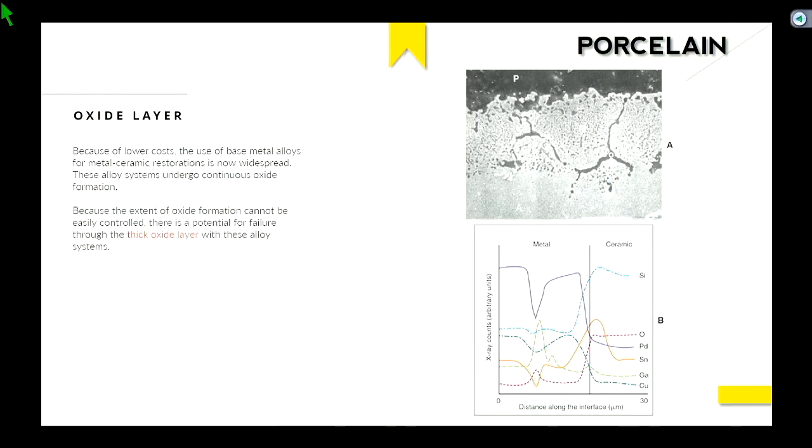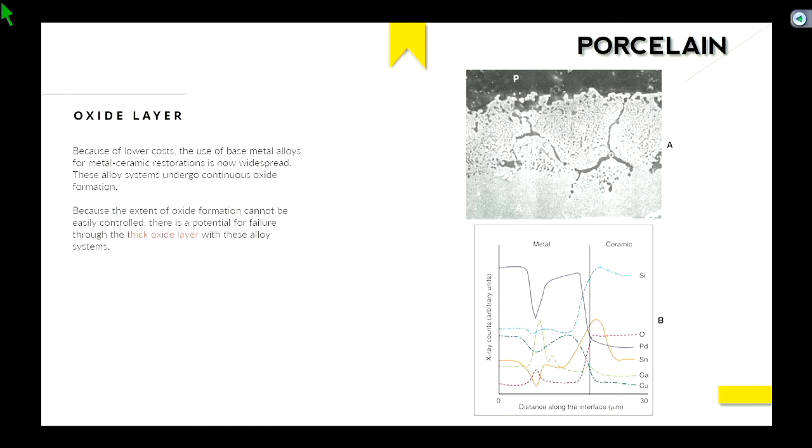So here's a disadvantage of base metals. So we said base metals are cheaper, right? And it's balanced by the fact that, well, it's cheaper, but it's harder to use in the sense that base metals tend to undergo continuous oxidation. So the oxide layer for a base metal is harder to control, and a lot of times you end up with a thicker oxide layer than you need. So that's a disadvantage of using the base metal.